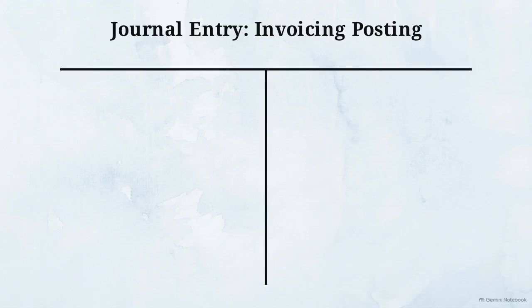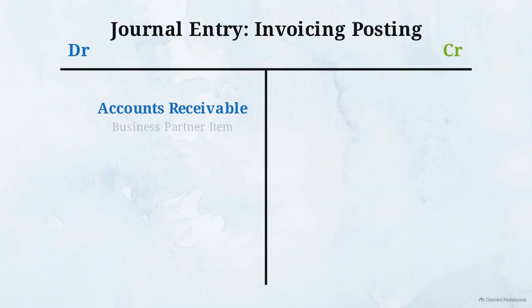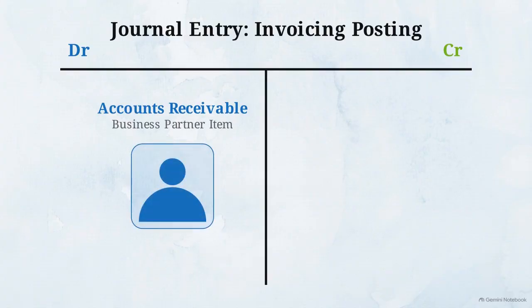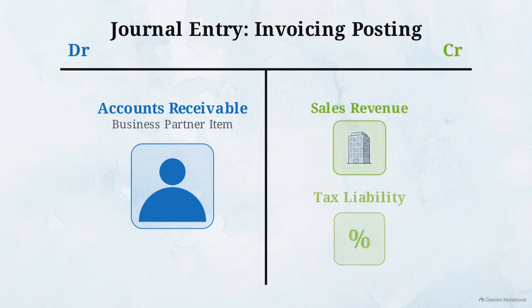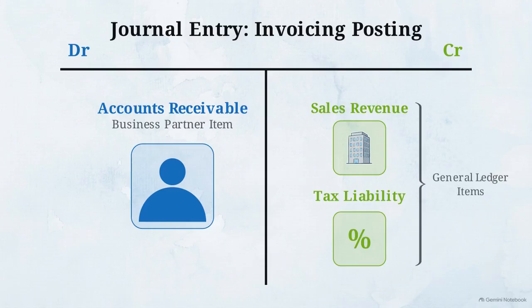We can isolate the transaction using a T account, with debits on the left and credits on the right. On the left, we have the debit to accounts receivable. This is the business partner subledger item, representing the specific balance tied to a customer's contract account. On the right are the corresponding credits to revenue and tax. These are the general ledger items that update the company's income statement and tax liability.